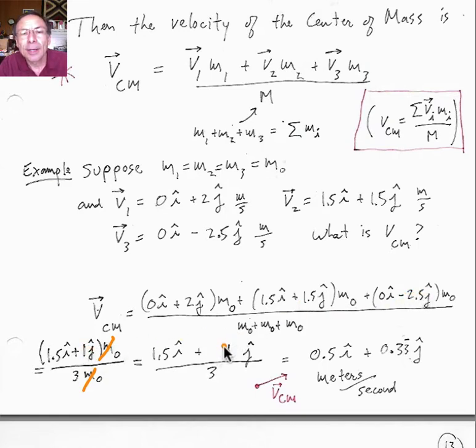And so I have 1 in the j direction, in the up and down direction. So in the end, we have 0.5i and 0.333333j. So the center of mass velocity vector would look like that, and it has dimensions of meters per second. So it's up and to the right.